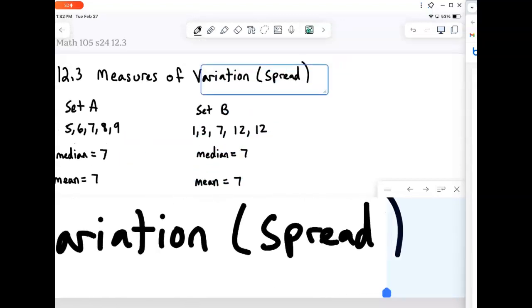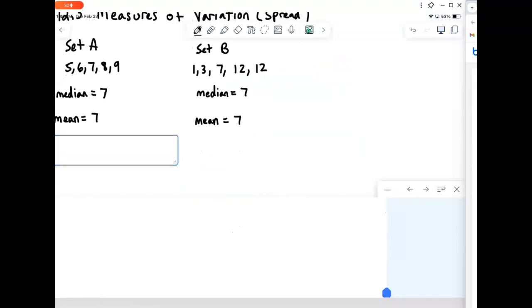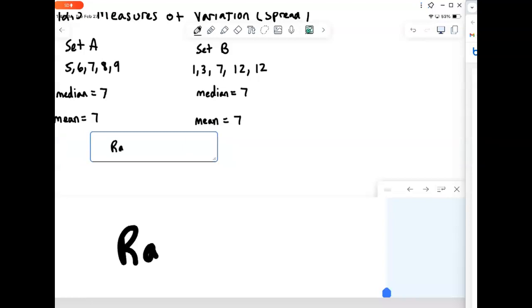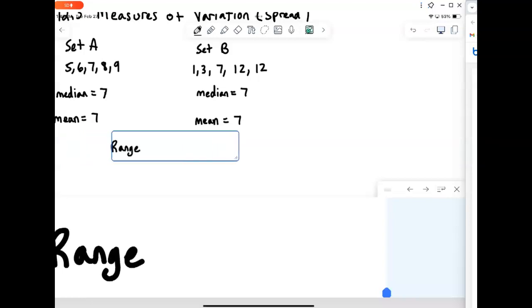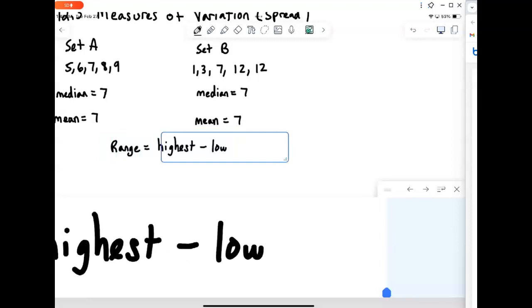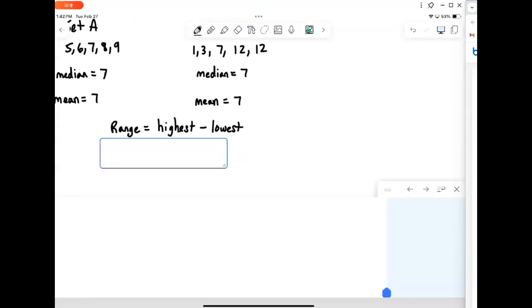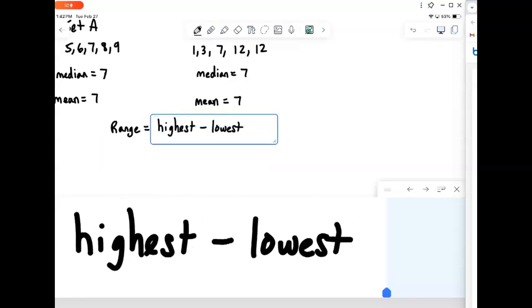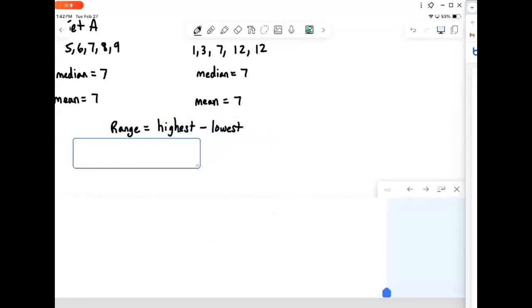So that's why we talk about how spread out our data is. And the first measure of spread that we talk about is something called the range. Please do not confuse this with the mid-range. The range is a measure of spread, and it's the highest value minus the lowest value. Whereas the mid-range is the average of the highest and lowest. You add them up and divide by 2. So very different here. We're subtracting them, finding out the difference between the two.